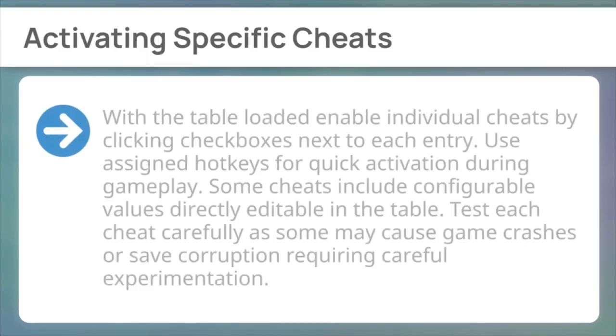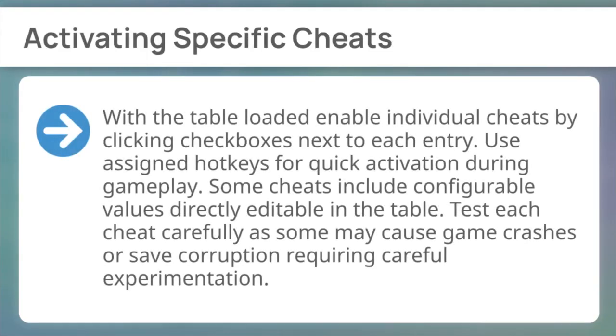Next, activating specific cheats. With the table loaded, enable individual cheats by clicking checkboxes next to each entry. Use assigned hotkeys for quick activation during gameplay. Some cheats include configurable values directly editable in the table. Test each cheat carefully, as some may cause game crashes or save corruption requiring careful experimentation.